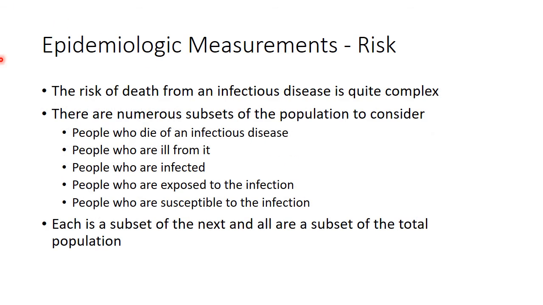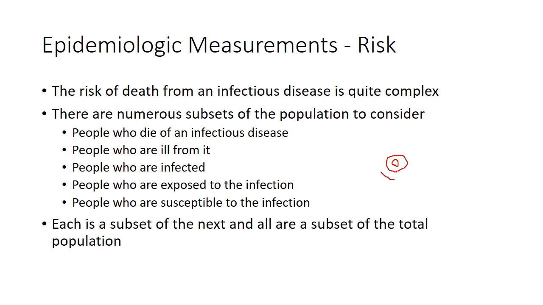When looking at risk, infectious diseases can be pretty complex, especially because, again, there are numerous subsets of the population you really have to consider. For instance, you have to look at, first off, who are the people that died of an infectious disease? It's a pretty small subset of people. And then, who are the people that actually became ill from the disease? Notice it's kind of a larger circle of people that you're including.